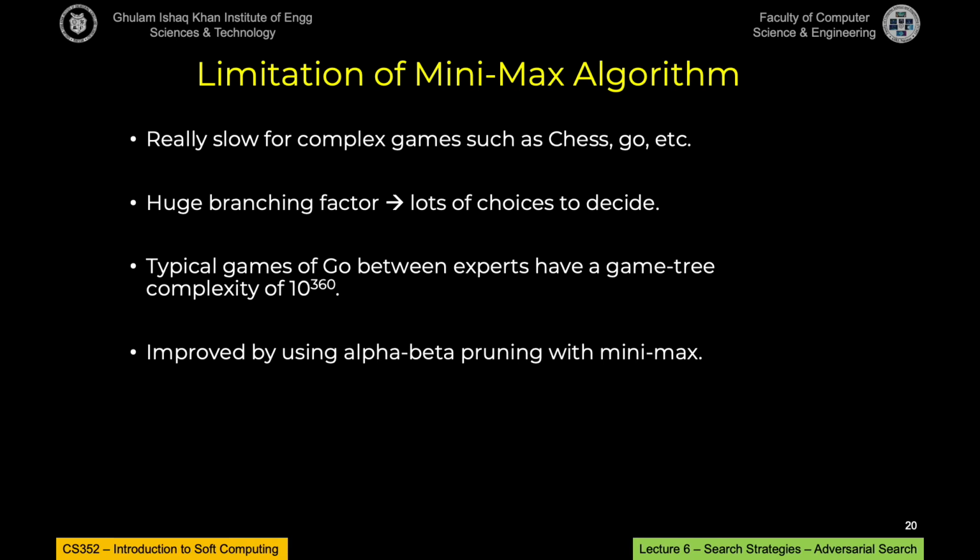And in this regard, I'll quote a computer scientist called Victor Allis, who basically says that typical games of Go, the Chinese Go, between experts usually last about 150 moves, with an average of about 250 choices per move, suggesting that the game tree has a complexity of 10 to the power 360. This limitation of the minimax algorithm can be improved, of course, by using alpha beta pruning with minimax, which we are going to study in the next section.